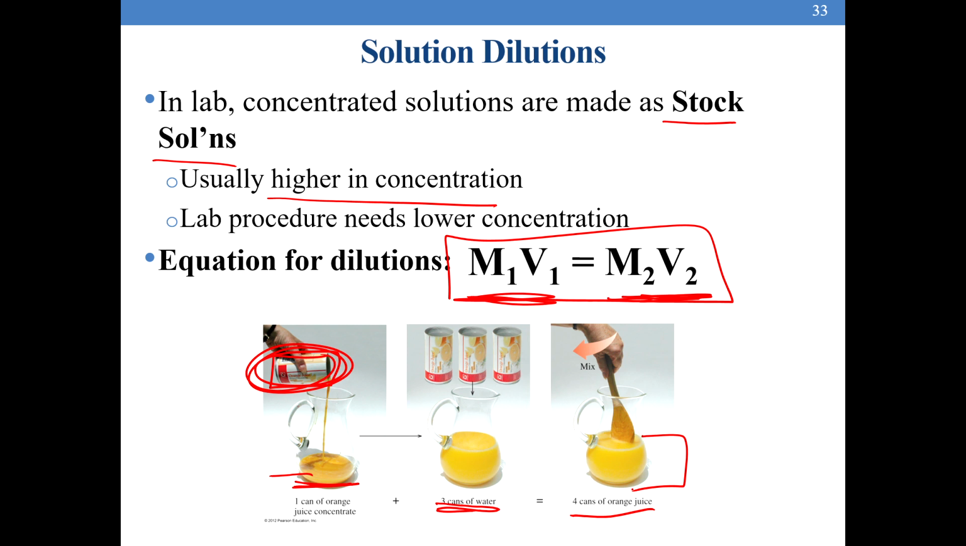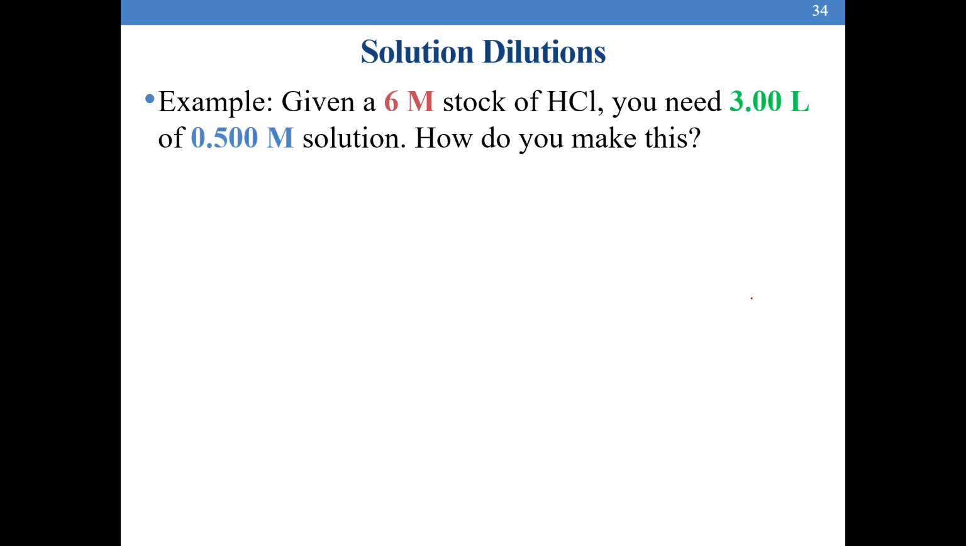Medicine gets diluted a lot. Diabetics might have to dilute their insulin with some saline. Okay? So you need to know this formula. Let's do an example. I actually made up the 6 molar. I didn't think I had a 6 molar coming up, but here's the dilution example. So given a 6 molar stock of HCl, that's what's on the shelf, I need 3 liters that is 0.5 molar HCl, okay?